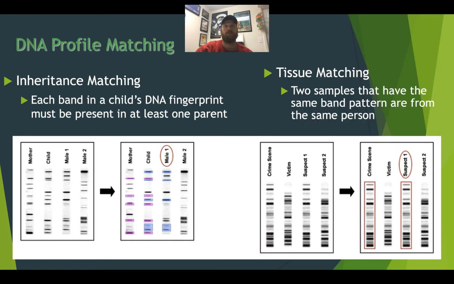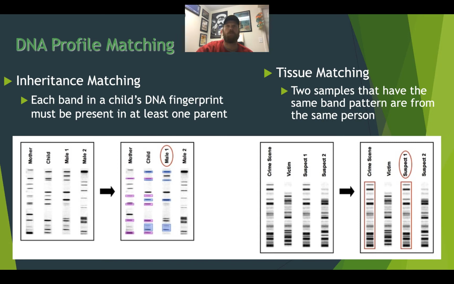Here are some examples of the uses of DNA fingerprinting. This is a DNA fingerprint showing the DNA from a mother, a child, and two possible fathers. The actual father can be identified by comparing the profiles. More on that in a second.